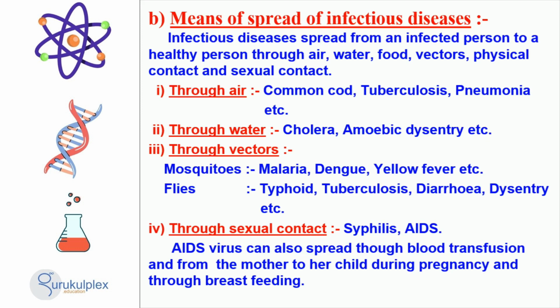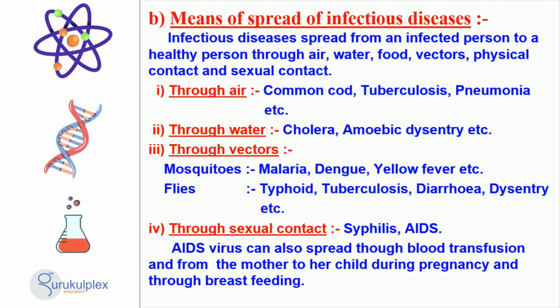Syphilis and AIDS can be contracted through sexual contact, and the AIDS virus itself can be spread through blood transfusion, during pregnancy and through breastfeeding. By understanding how infectious diseases are spread, we can take steps to prevent ourselves and our loved ones from contracting them.